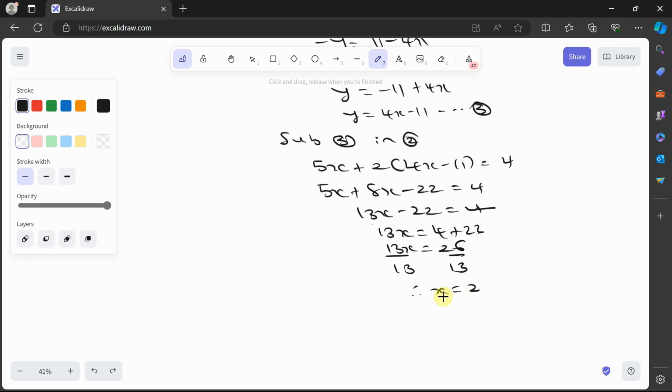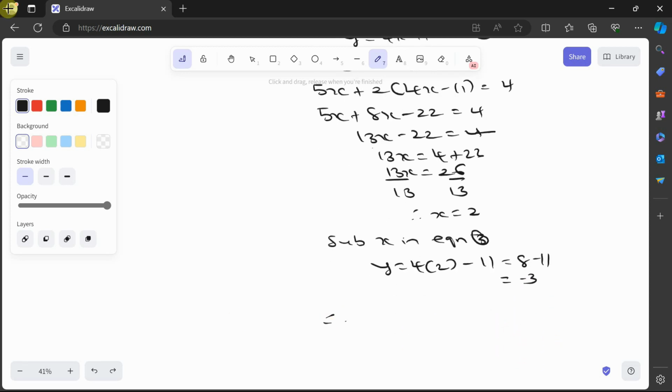So we now have the value for x, and we also have the formula for y. So we can substitute x in which equation? Equation 3 to find y. So y will be equal to 4 open bracket 2 close bracket minus 11, which is 8 minus 11, which is equal to minus 3. So therefore x is equal to 2 and y is equal to minus 3.